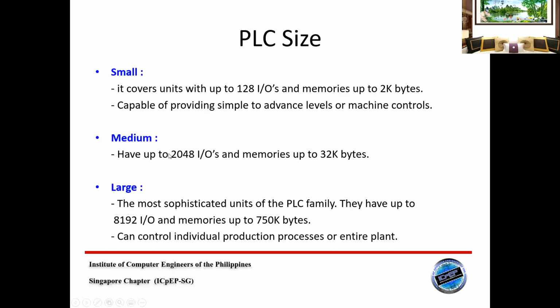In medium, it adds more I/Os, up to 2048, and memories up to 32K bytes. In large, the most sophisticated units of the PLC family, they have up to 8,192 I/Os and memories up to 750K bytes, so they can control an individual production process or the entire plant.